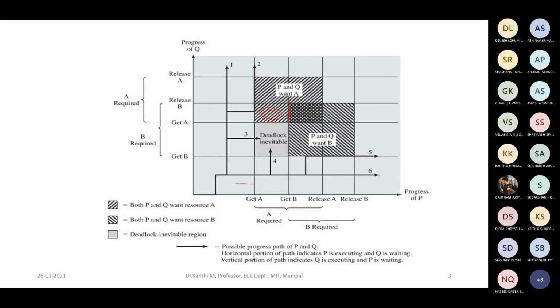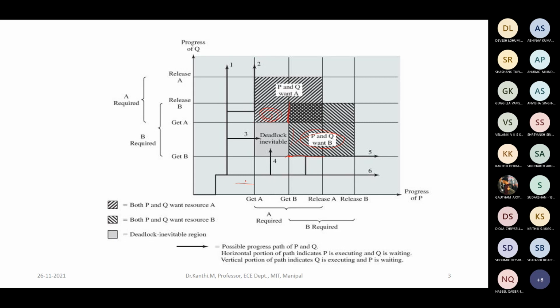So this is the one where you can see that P also wants B, and Q also wants B. At this particular instant, both want B, so nobody is able to get it. These are the situations through which you can see that there is a deadlock.